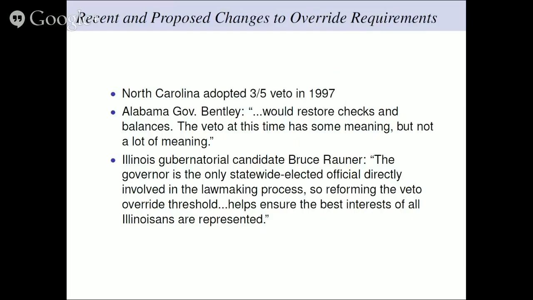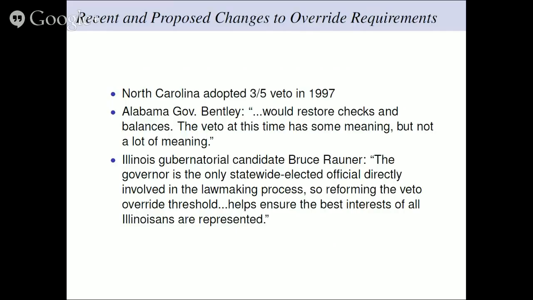This is a debate that has implications for today. For example, North Carolina didn't even adopt a veto until 1997. It adopted a 3/5 veto in 1997. Prior to that, North Carolina was the last state without a veto. Alabama just completed a constitutional convention, and the committee made recommendations on how to change the Constitution. One of the things that the current Alabama governor, Robert Bentley, has been pushing for is to increase the veto override from 1/2 to 3/5. The governor says that the veto at this time in Alabama doesn't have much meaning; it affects his ability to bargain with the legislature.